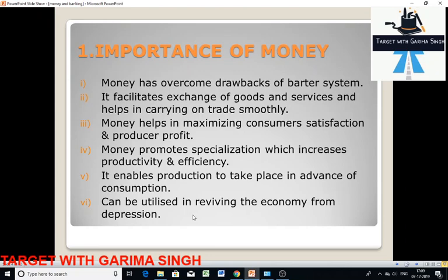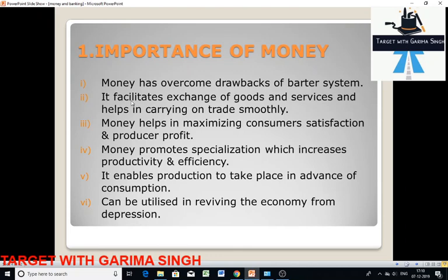Money as a standard of deferred payment helps to solve the difficulty of borrowing and lending involved in the barter system. It helps to make contracts which involve future payment. Doubtlessly, money helps in removing the difficulties of the barter system. So, in many ways, money has overcome the drawbacks of the barter system.